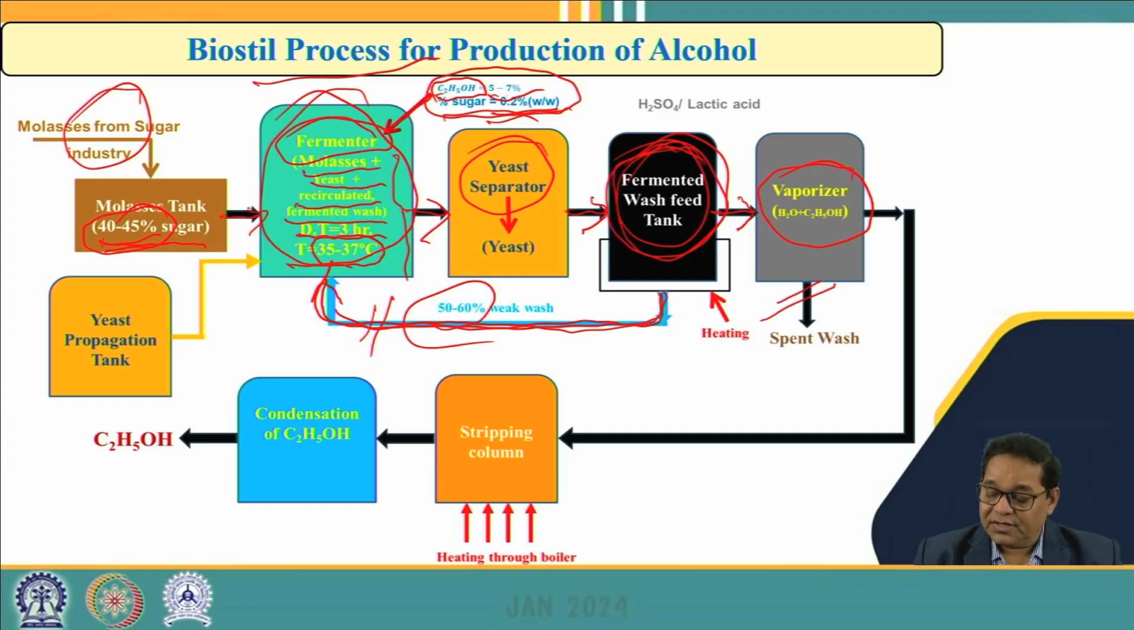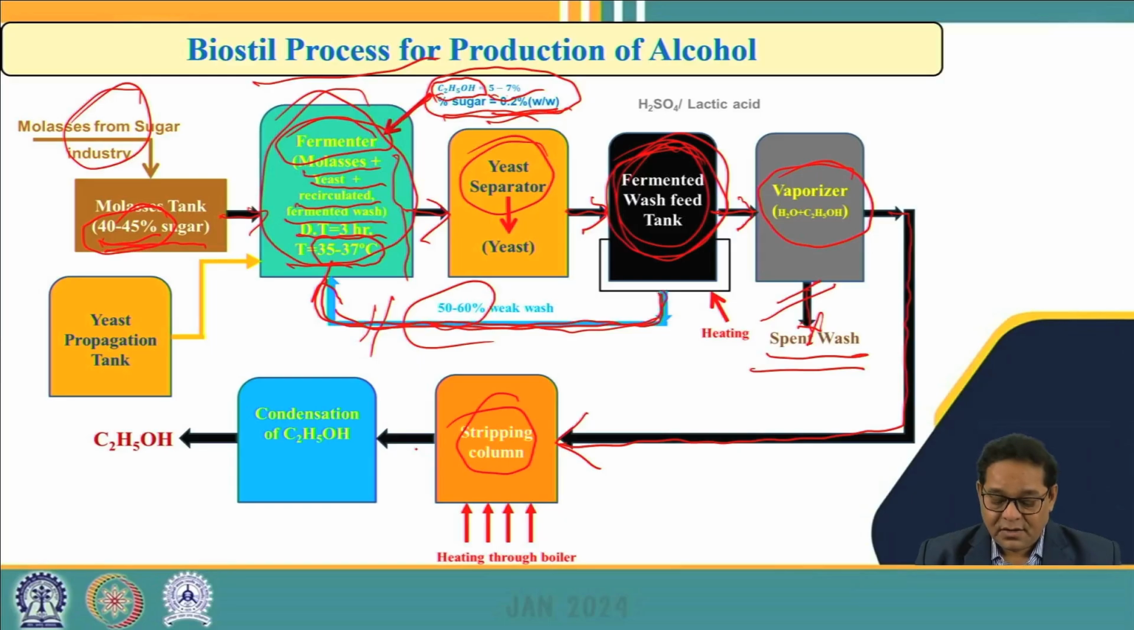So here what will happen is, the alcohol vapor will come out from the top, and the water will be down. The rest of the liquid will basically be generated as spent wash. After heating, when this alcohol gets vaporized, there will also be some water vapors, so they will be taken out along with the alcohol vapors to another column called the stripping column.